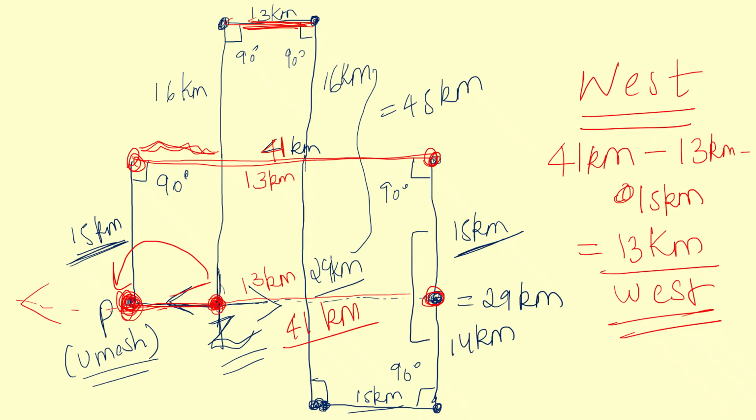It is nothing but 41 minus 13, and if you do that, you will get 15 kilometer. But we want only Z to P, correct? So you need to do 41, that is the total distance from here to here, minus 13 kilometer, minus 15 kilometer. Once you do, you will get 13 kilometer as the answer, and that is 13 kilometer in the west direction.